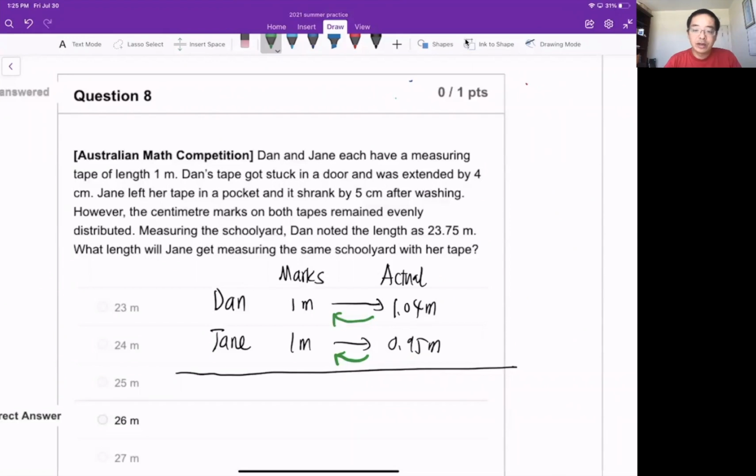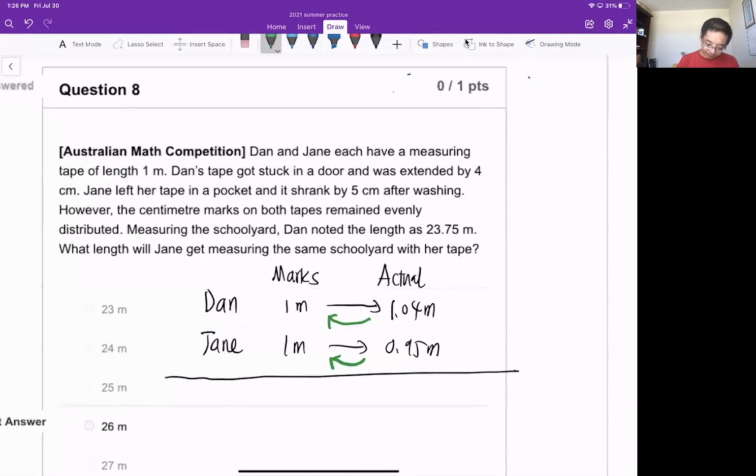Okay. Question number 8. The problem says that Dan and Jane each have a measuring tape of length 1 meter, and Dan's tape got stuck in a door and was stretched by 4 centimeters. Jane's tape shrank by 5 centimeters because it was left in a pocket and was washed. They both use their measuring tapes to measure the schoolyard, and get 23.75 meters. Now, if we use Jane's measuring tape to measure, what will be the outcome?